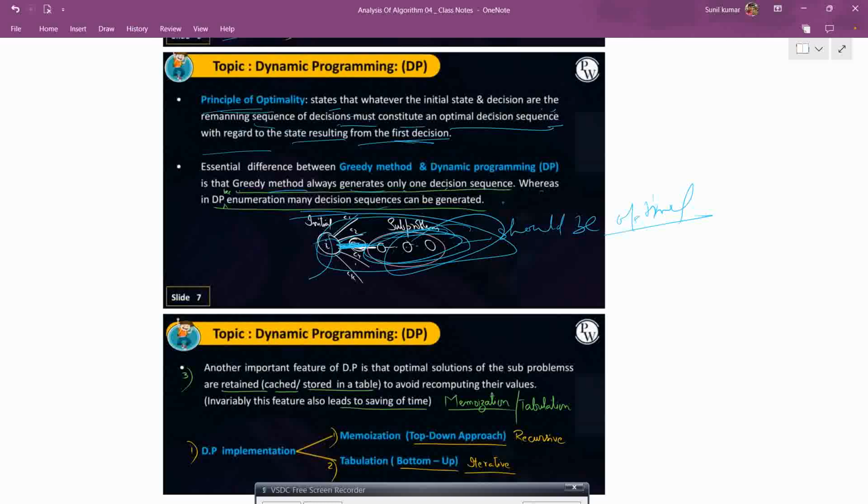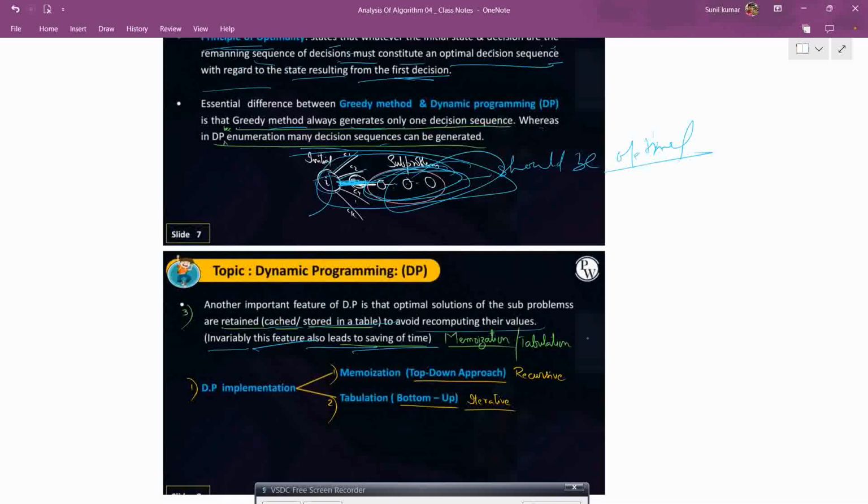Another important feature of DP is that the optimal solutions of the subproblems are retained, cached, or stored in a table to avoid recomputation of their values. Invariably, this feature leads to saving of time. This is what we call memoization or tabulation.